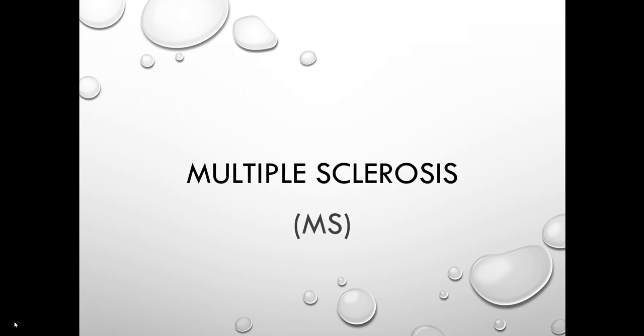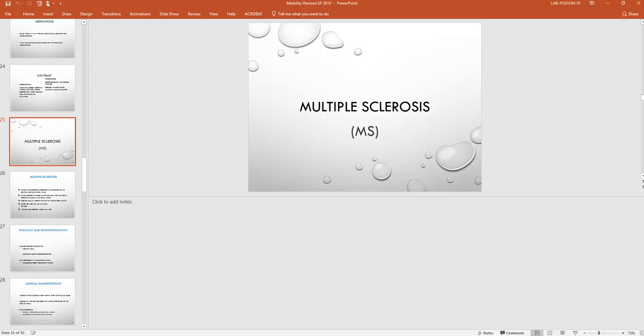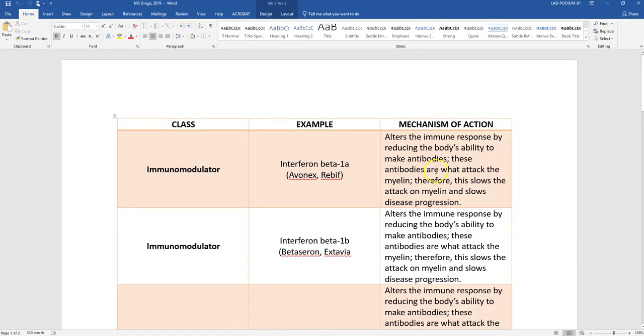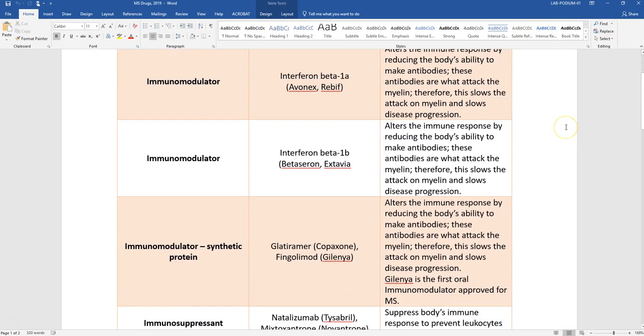Again, continuing on multiple sclerosis. Let's look at medication. Let's look at medication of multiple sclerosis. I gave you a copy. When you're looking at multiple sclerosis, remember, it is demyelination of the myelin sheaths. They do have a lot of inflammation from those dead tissues.